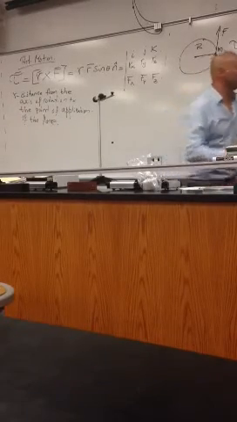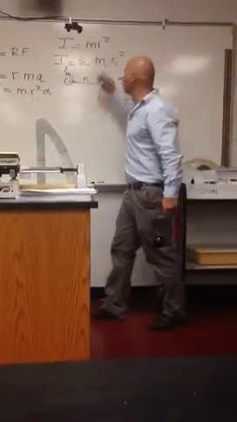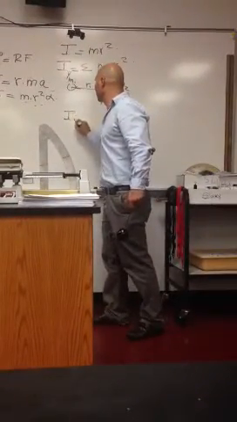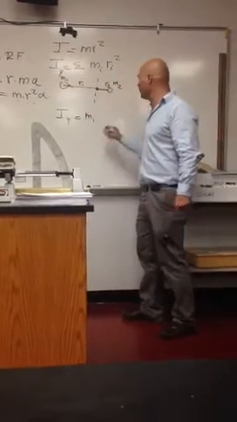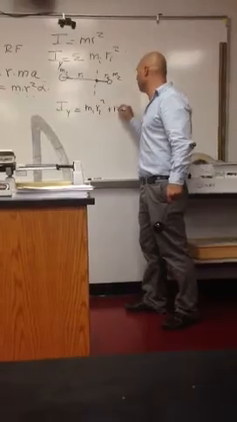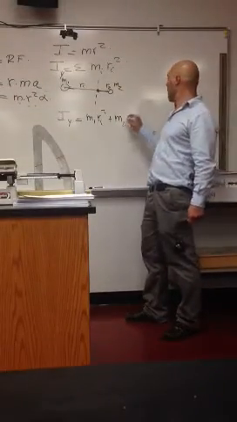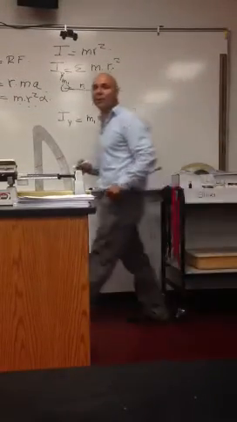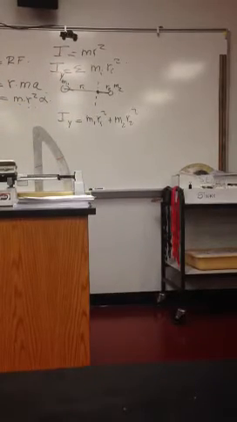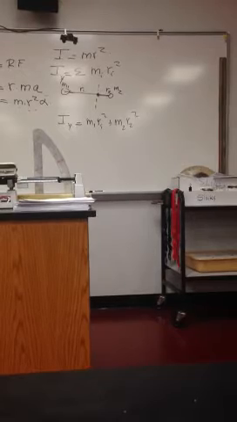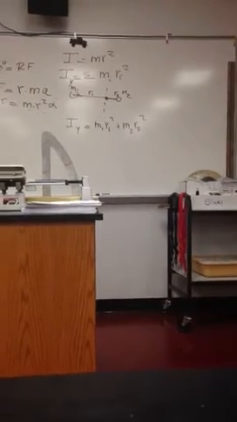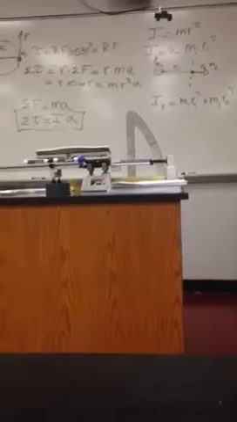What will it be? According to this formula, this is a system of discrete particles. I will be M1 R1 squared plus M2 R2 squared. This is the moment of inertia. This is similar to the mass in linear motion. So the mass is not what is important. What is important is the combination of M and R squared, where R is the distance from the axis of rotation to the mass.